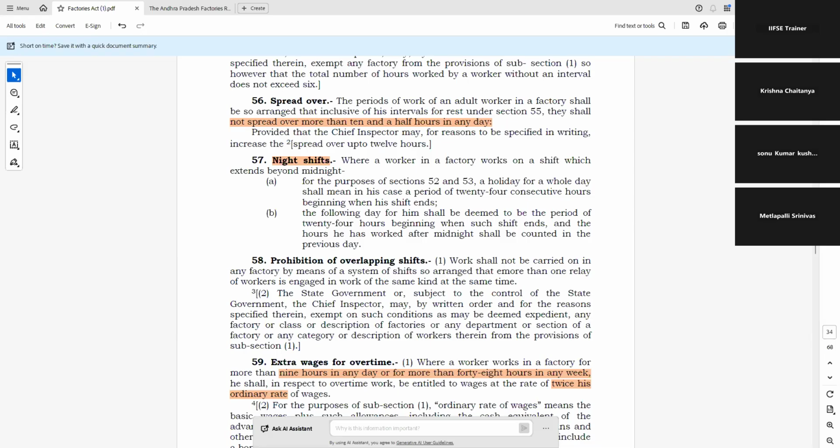Spread over means they shall not spread over more than 10.5 hours in a day. When you say OT, their general shift hours are 8 hours. Overall together, you should not exceed more than 48 hours. If it is exceeding in a day, you should not work more than 10, and if it is spreading, maximum 10.5 hours. That is the requirement.